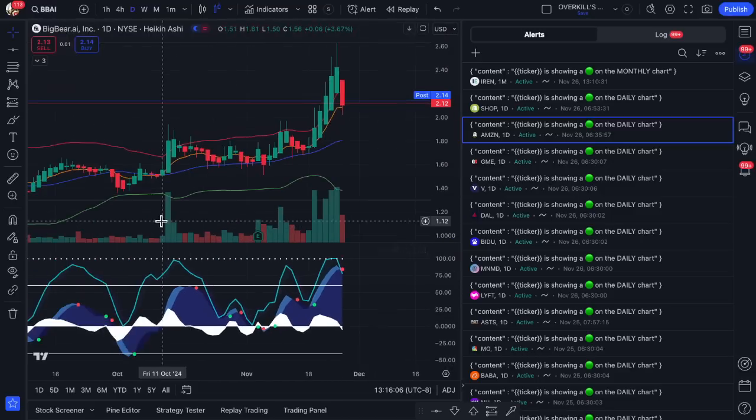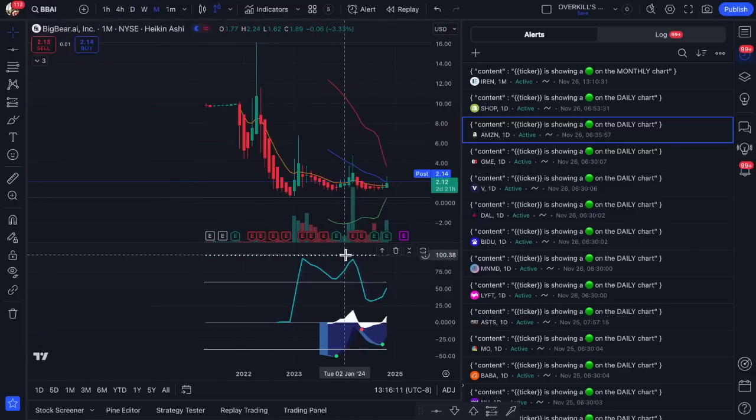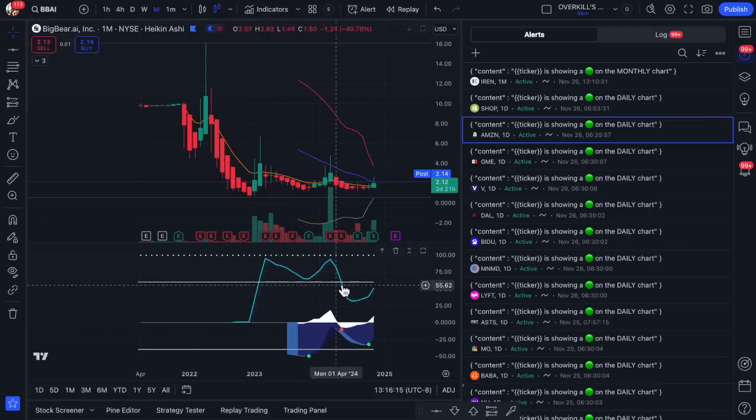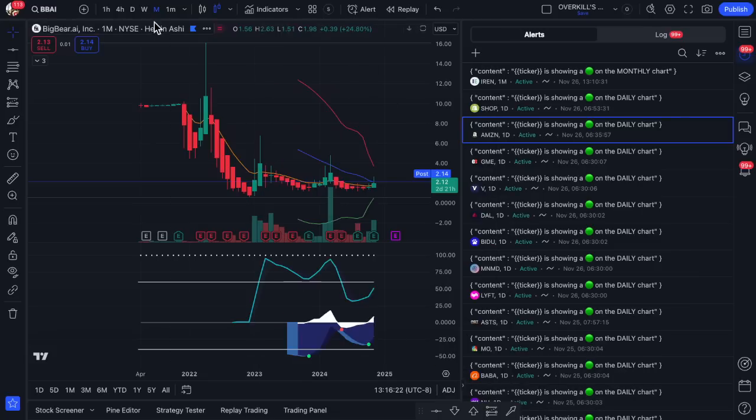Here's another AI stock for you guys. Good call out here. This one's not on my list, but I'm going to go ahead and add it. I'm going to put that one on the blue list here. I like the AI stocks. I haven't done a lot of research on them, but obviously it's a trending industry. I'm going to go ahead and set up this alert for the monthly.